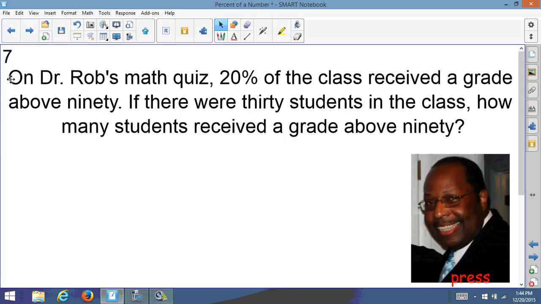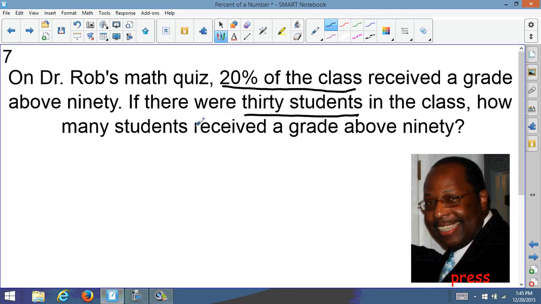Here's another question. On Dr. Rob's math quiz, 20% of the class received a grade above 90. If there were 30 students in the class, how many students received a grade above 90? All right, so we got 20% of the class received a grade above 90. So that's a good grade. So I don't really need to know that, but there were 30 students. So there's the number of students that I need to be in the class.